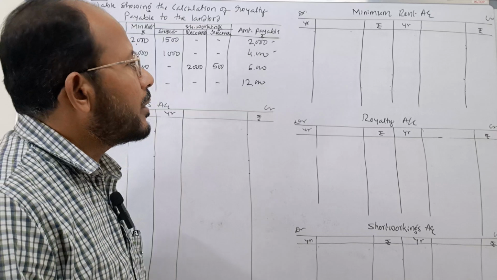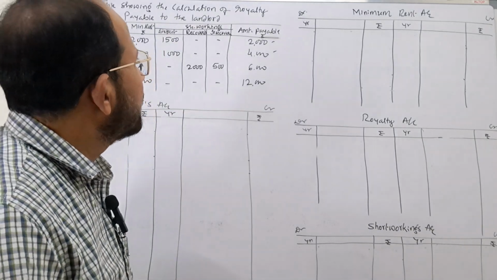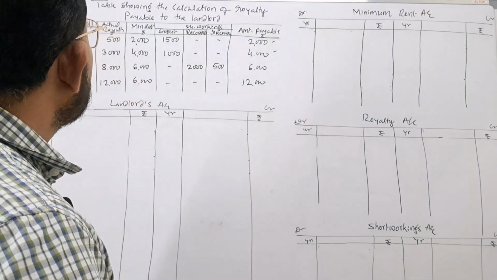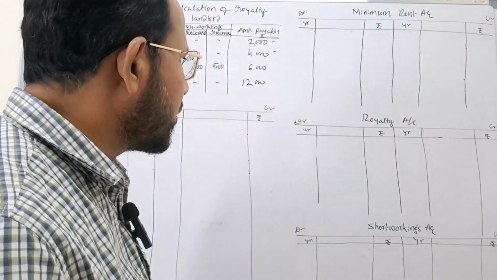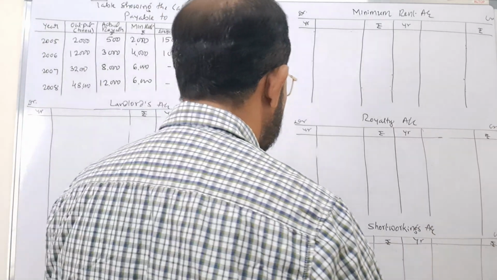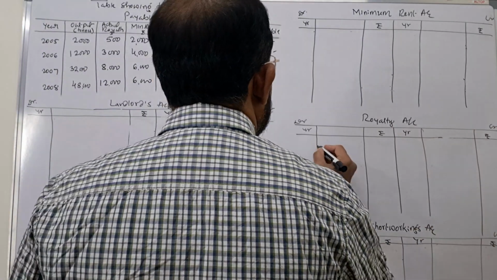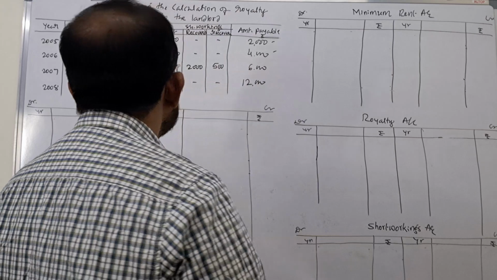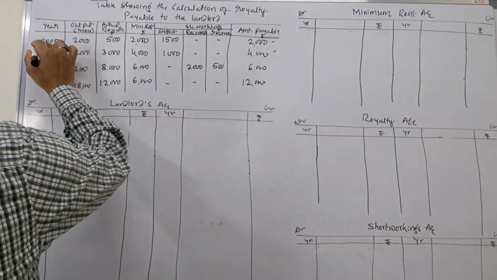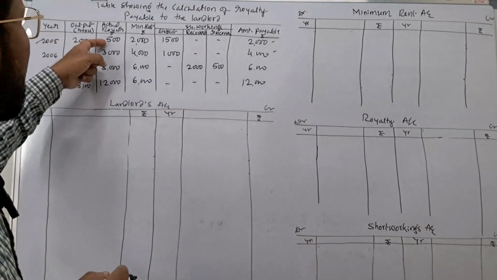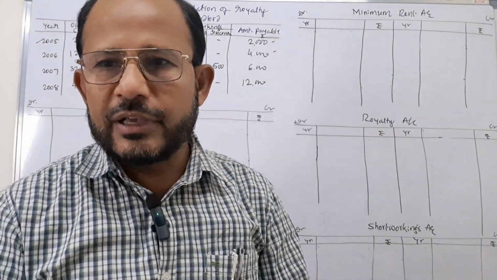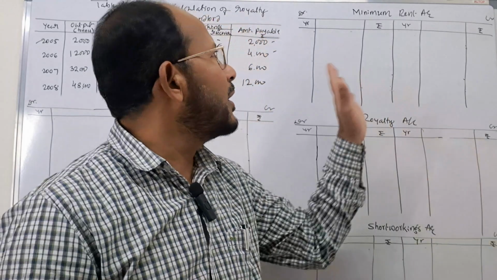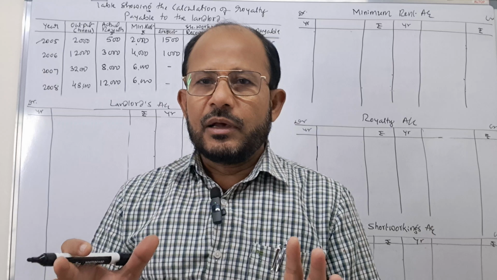Okay, now we will prepare different accounts here. Royalty chart is ready. And with the help of this royalty chart, we have to prepare minimum rent account, landlord's account, royalty account, short workings account, etc. Okay, fine. First, we'll go to the first year. In the year 2005, actual royalty is rupees 500 and the minimum rent is rupees 2000. Means here in this year, short working is there, right? If the short working is there, then only the minimum rent account is affected.